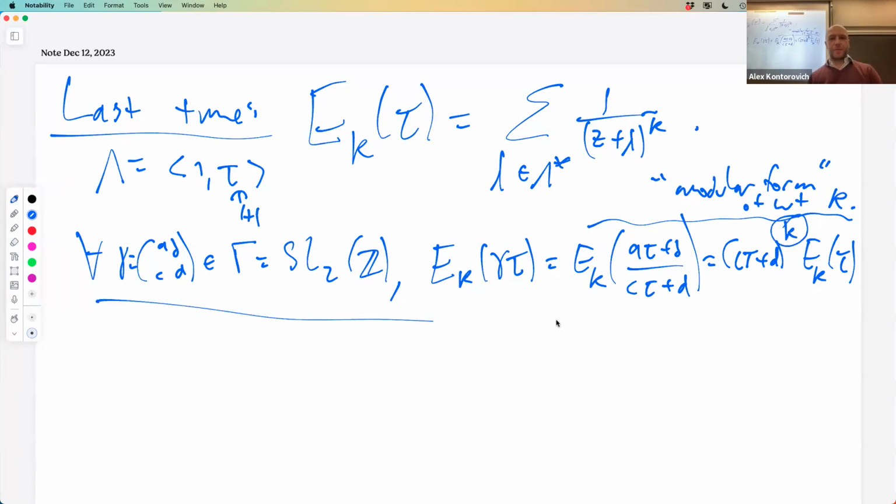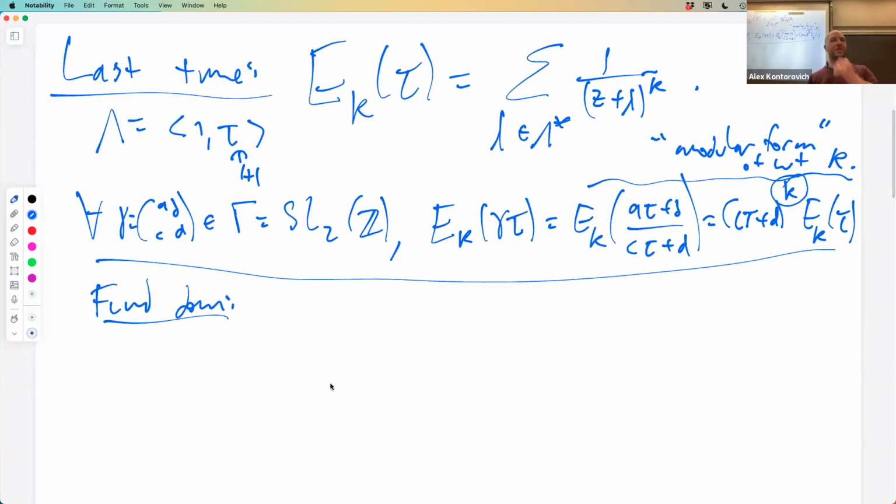Okay. So this means that it's basically enough to know E_K on a fundamental domain, whatever that is, for the action of SL2Z. So let's talk about fundamental domains for a second. We've used this word, but I don't know that we've actually defined what a fundamental domain should mean. It's like a fundamental tile, right? A tile which moves around.